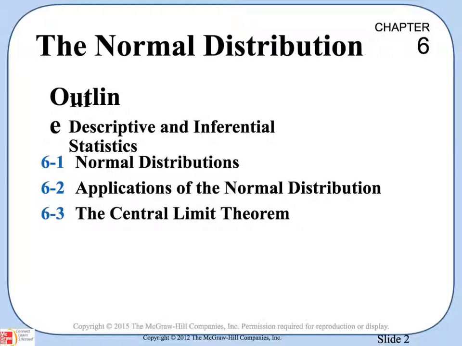Okay, we're only going to cover the first 3 sections of Chapter 6. 6.1 is called just plain old normal distribution. It's an introduction. 6.2 is the application. How do we use the normal distribution for real life problems? And then 6.3 will be central limit theorem. That's it. That's all we're doing. So like I said, it's kind of a short, sweet chapter.